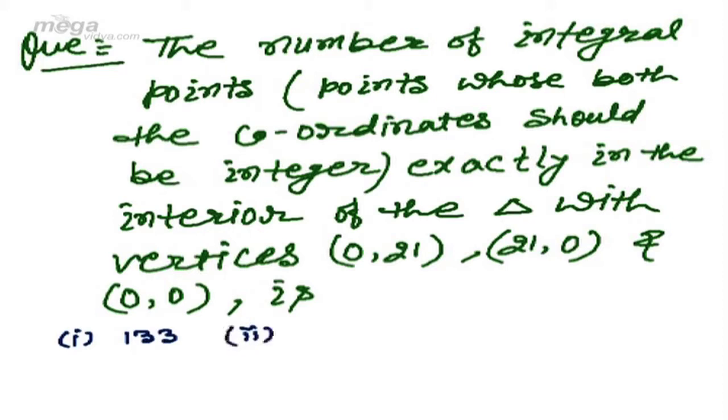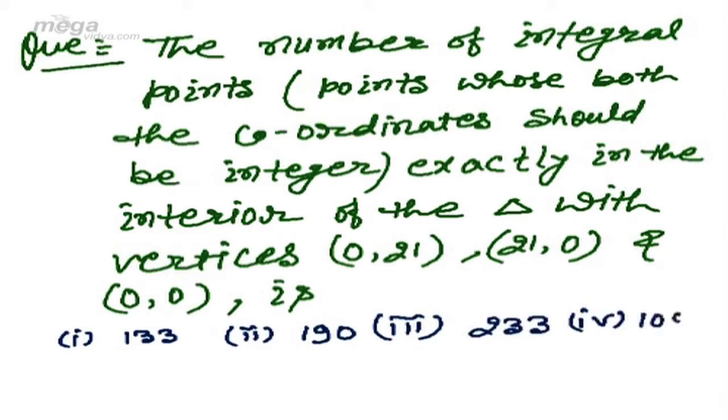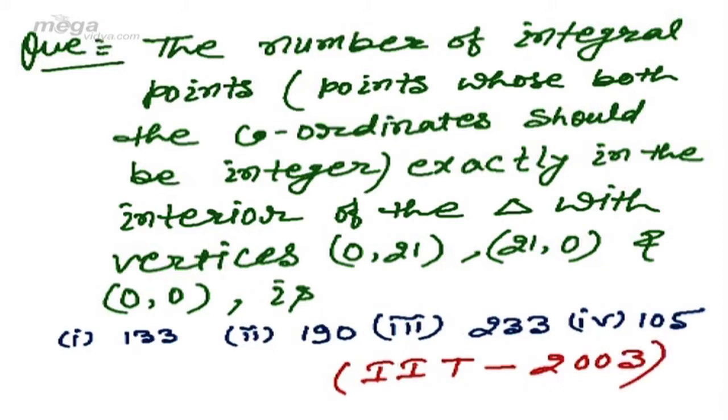The first option is 133, the second option is 190, the third option is 233 and the fourth option is 105. This question is from the IIT 2003 entrance examination. According to the question, the three vertices of the triangle are (0, 21), (21, 0) and (0, 0).